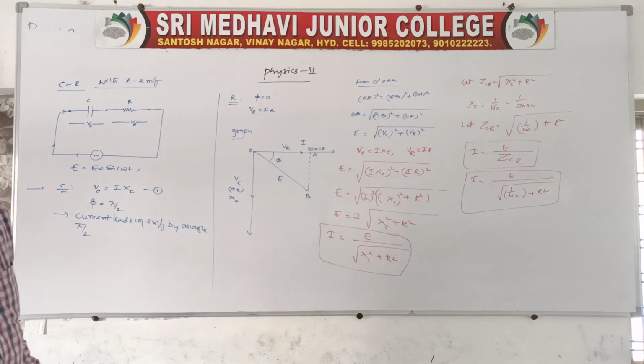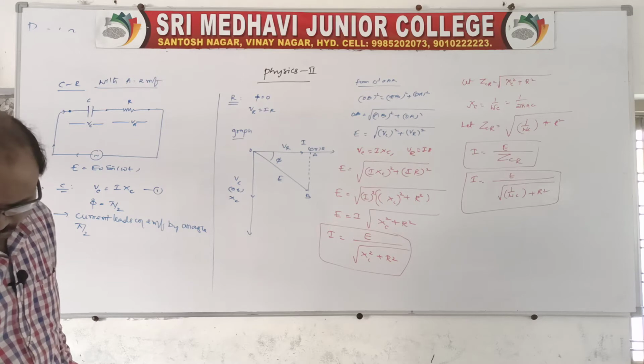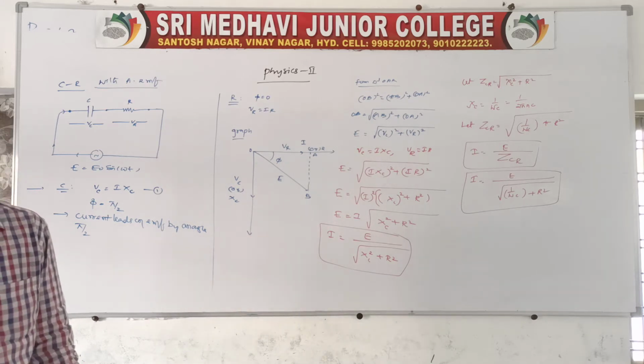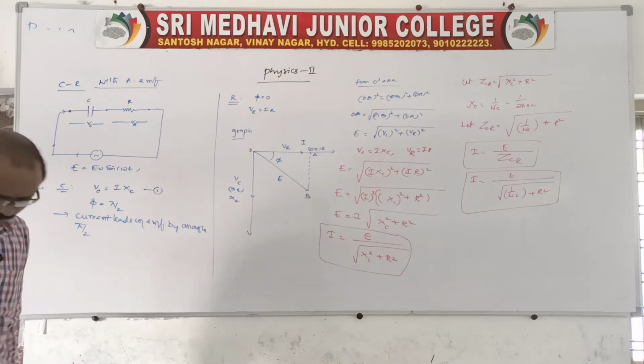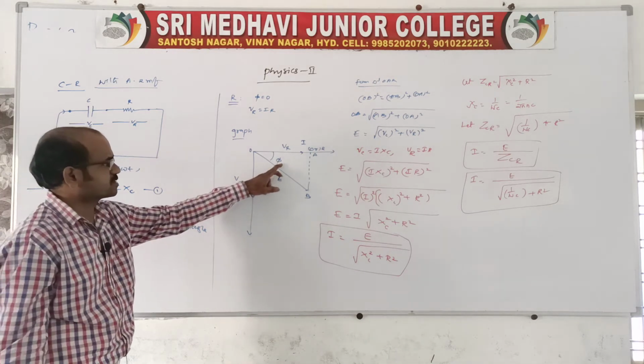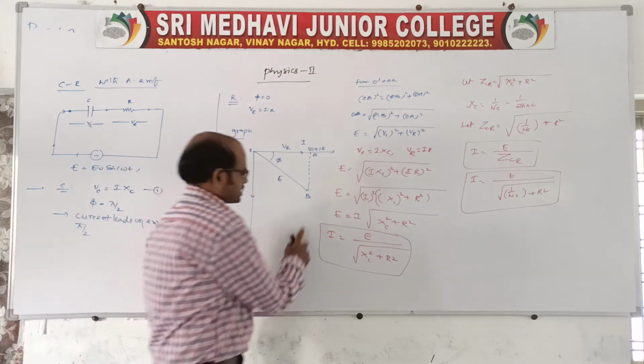After this, in the same CR circuit, we need to find the phase angle, and after that the power. Coming to the phase angle, there will be a phase angle of pi by 2 for the capacitor, and using this we get the phase difference.